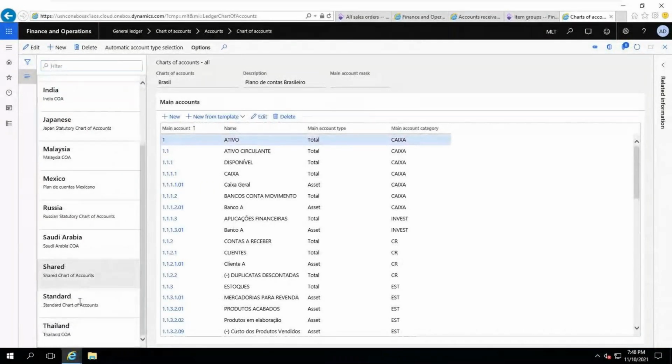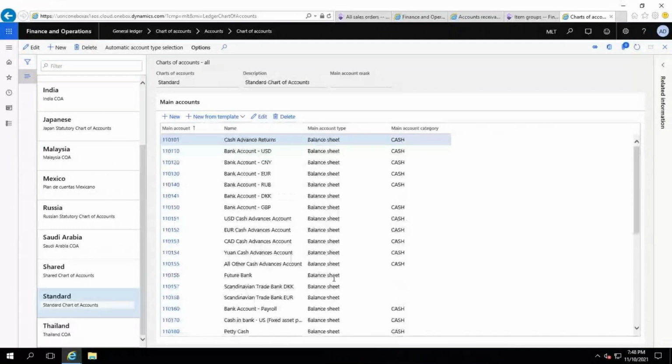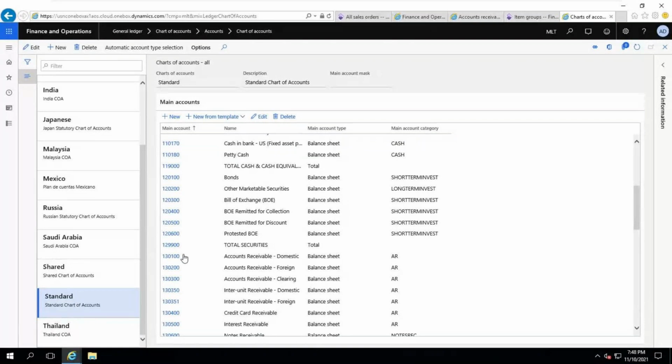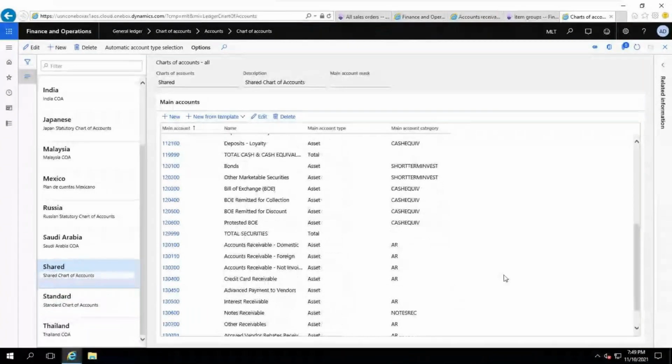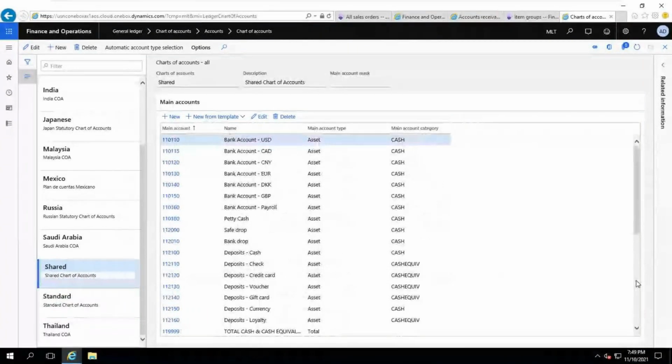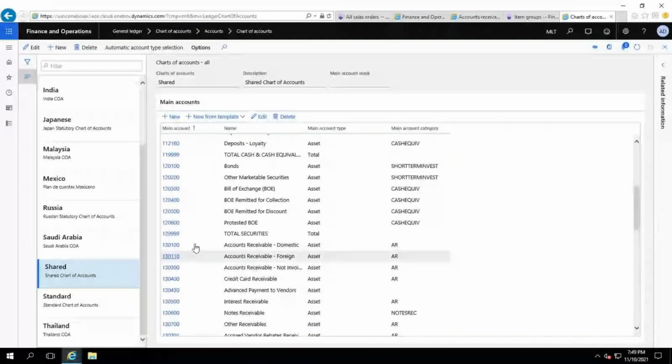In standard, it is 130 100, 130 200, 130 300, 130 350. So they have created these. It does not mean you need to follow this only, but in this shared it is 130 100, 130 110, 130 300. A little bit different. So you are asking about this one only, am I right?